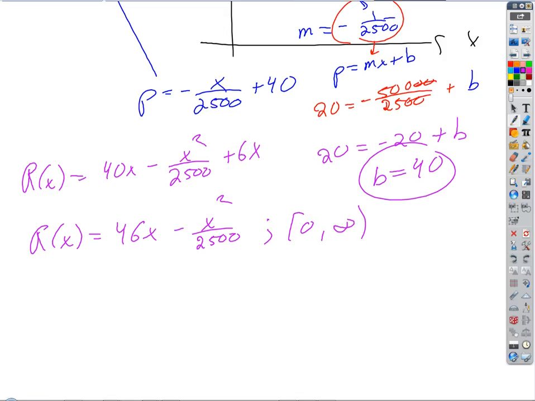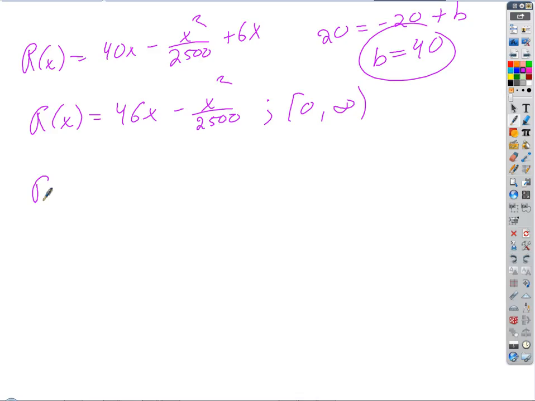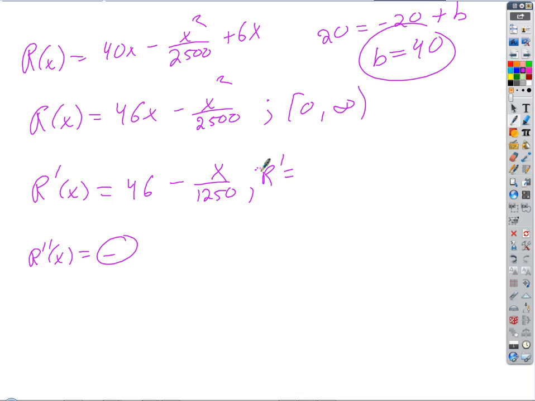Okay, we'll just do calculus. So what's R prime? I get 46 from the first one, right? 46 minus x over 1250. And my second derivative is going to be negative, isn't it? So then if we find the zero of this, R prime equals 0 when x equals 46 times 1250.